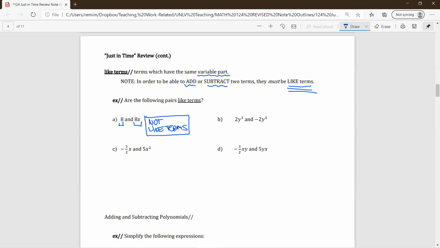For part B, we have 2y cubed versus negative 2y cubed. Both of them have the same variable part, the y cubed. So yes, these are like terms.